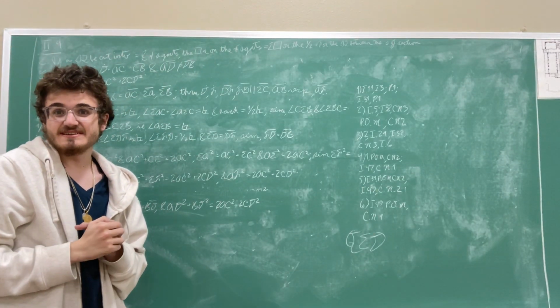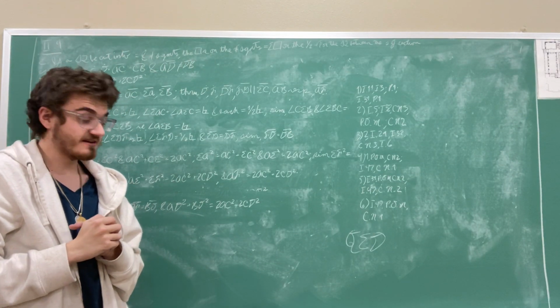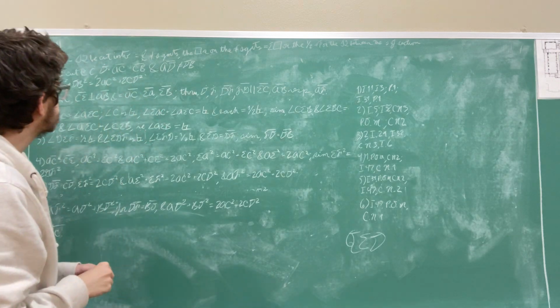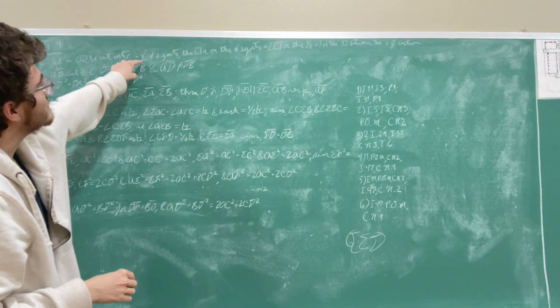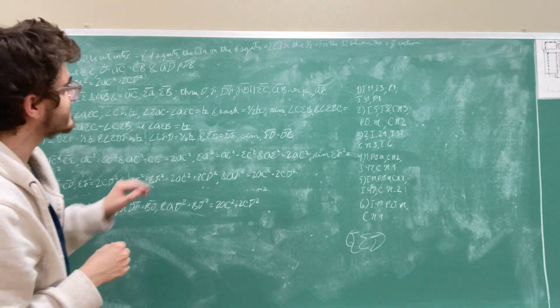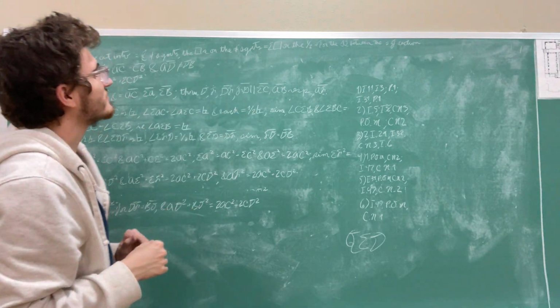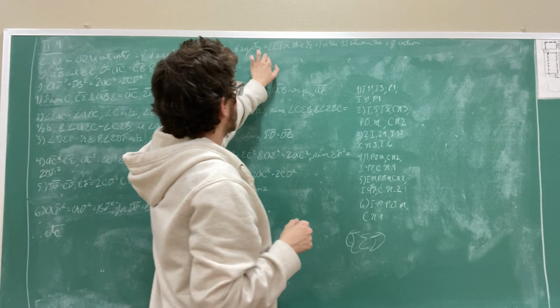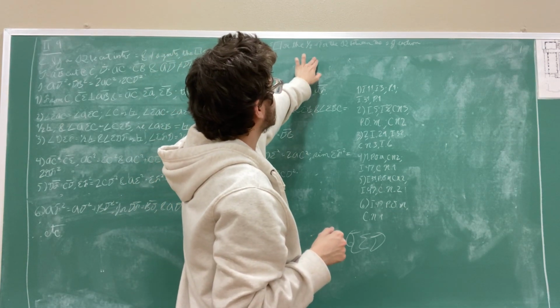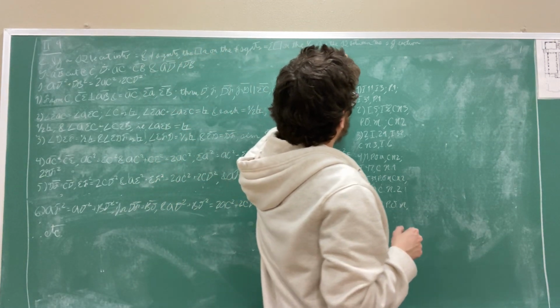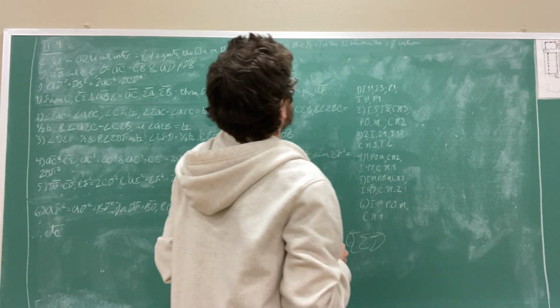Hello, this will be a demonstration of Proposition 9 from Book 2, which states that if a straight line be cut into equal and unequal segments, the squares on the unequal segments equal double of the square on the half plus double of the square on the straight line between the points of section.